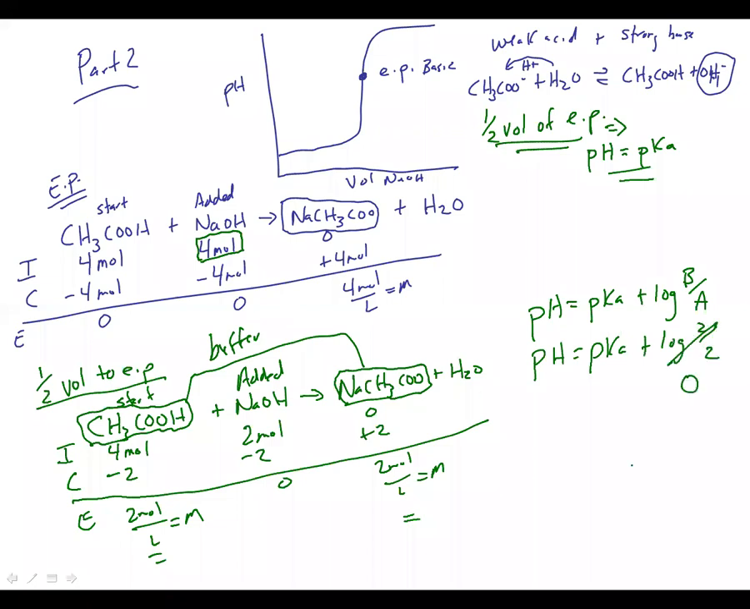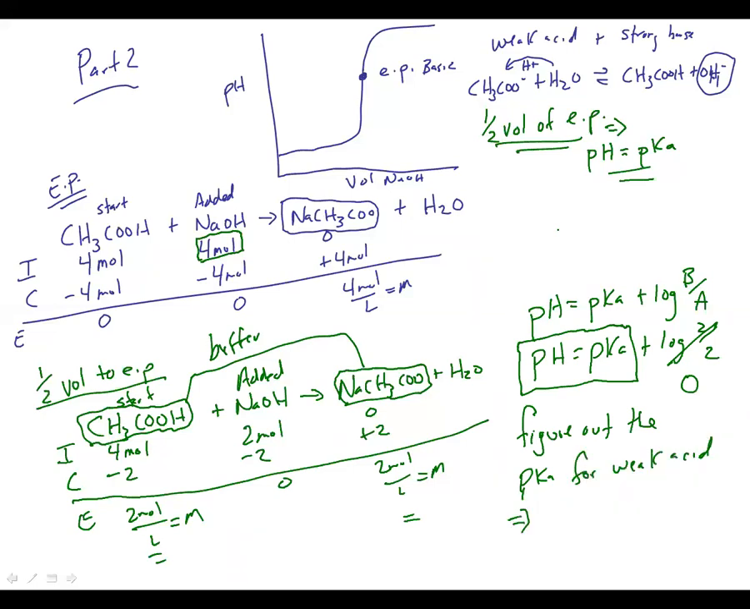And that is why, when we are at half the volume to the equivalence point, at that exact point in this type of titration, we know that the pH will equal the pKa value. That's important because it allows us to figure out the pKa value for our weak acid. It would also allow us to get the Ka value for our weak acid as well. Again, pKa is minus the log of the Ka, which means the Ka would be the inverse.